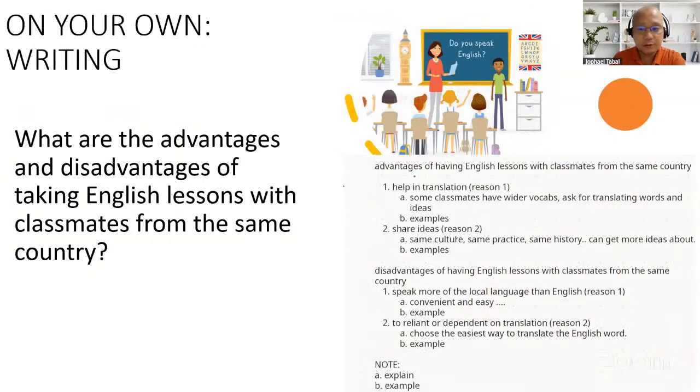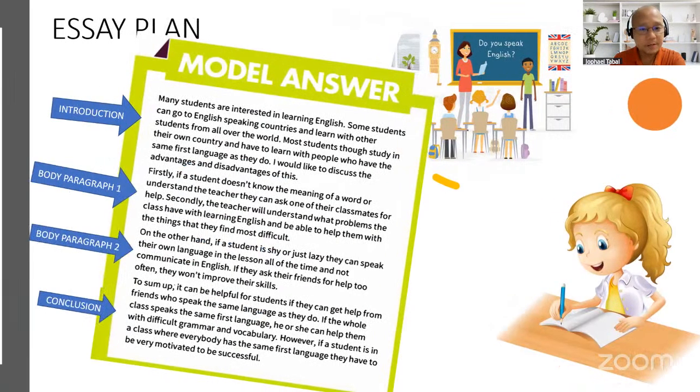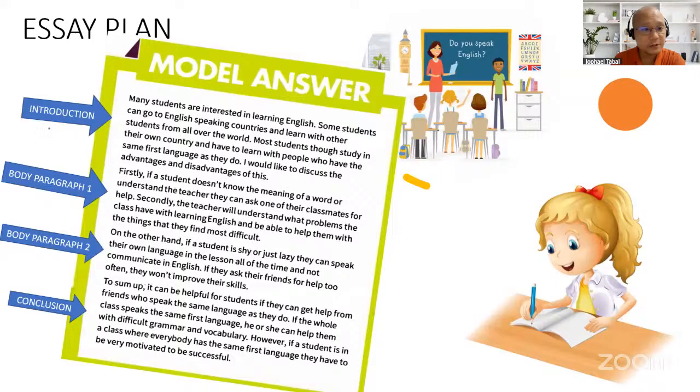Okay, now this time I want you to have a sample, okay? Plan your essay. So we have here the introduction, body paragraph 1, body paragraph 2, and conclusion. Firstly, to start, and then secondly. And then on the other hand is a new idea or different idea. And then to sum up. And we have here, however, also a different idea.